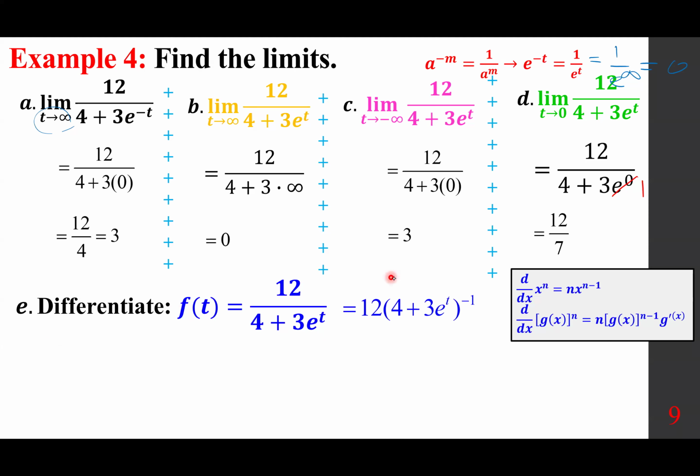You don't have to use the quotient rule. Use the quotient rule when you must. So this is 12 when you want to differentiate. So we are going to go with the extended power rule. The derivative of g of x to the power of n is n times g of x to the power of n minus 1, that means 4 plus 3 to the power of t to the power of minus 1, which makes it minus 2. And then g prime, the derivative of the inside, this is 0.